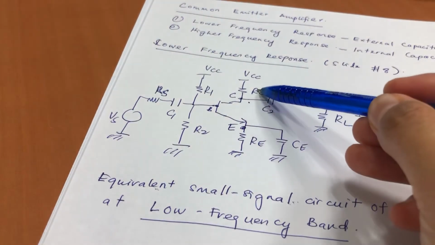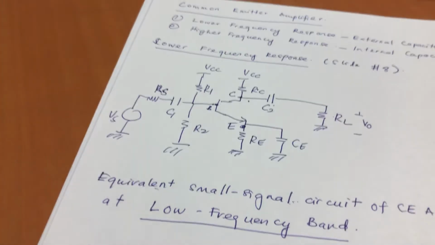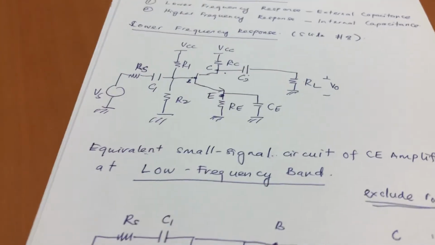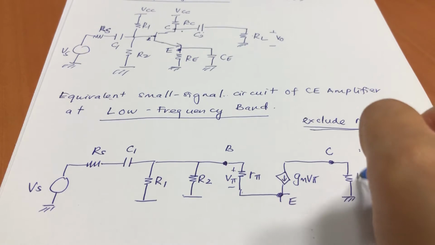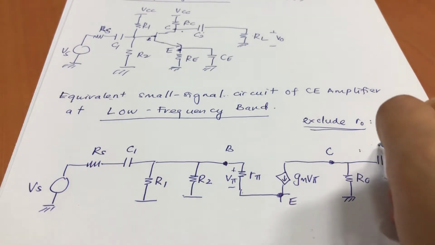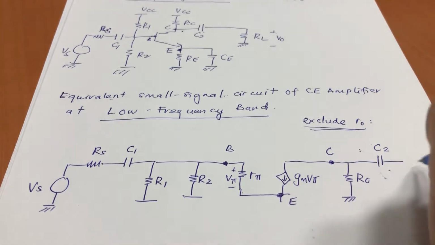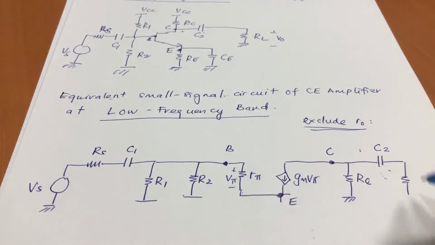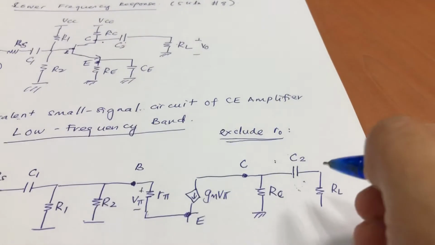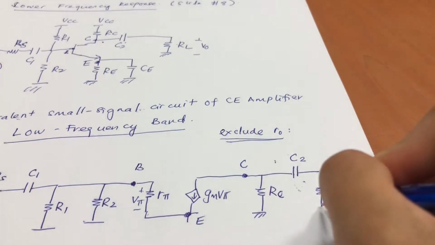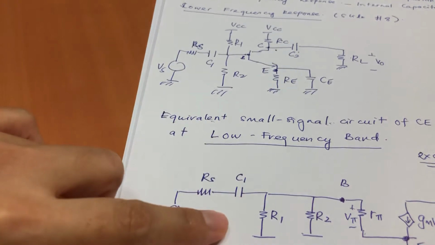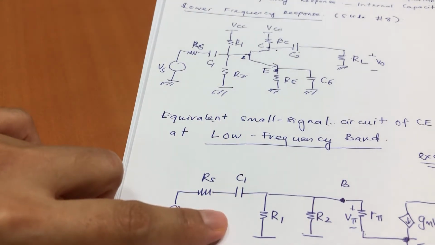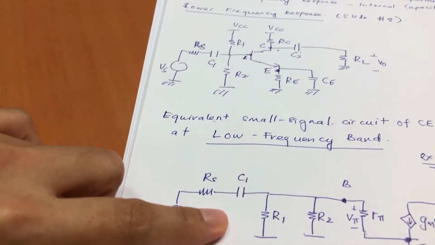Now your collector will connect to RC, C2, and RL. So how are you going to do that? You connect RC first to the ground, and then you have capacitor C2 and then RL. This is V out. At the emitter, you connect one RE and one CE to the ground.